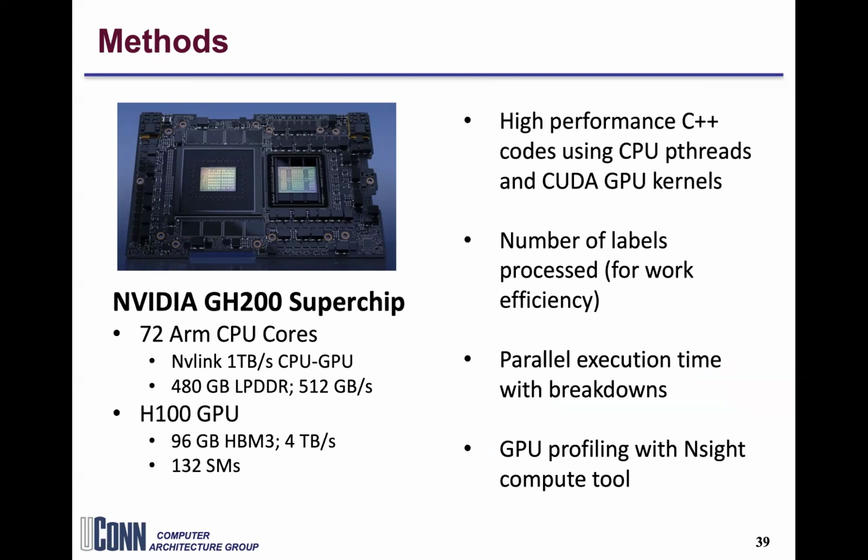So we evaluated this on a GH200 superchip, which has a H100 GPU and 72 ARM cores. We evaluate this with high performance C++ code for sequential. We have a parallel CPU and a GPU implementation. And we look at the number of labels processed for work efficiency measurements. We look at the parallel execution time with breakdowns for performance measurements.